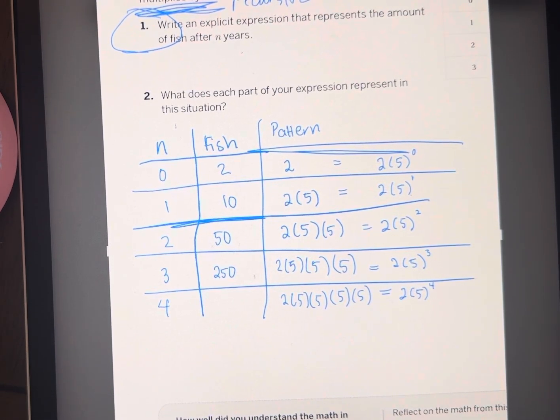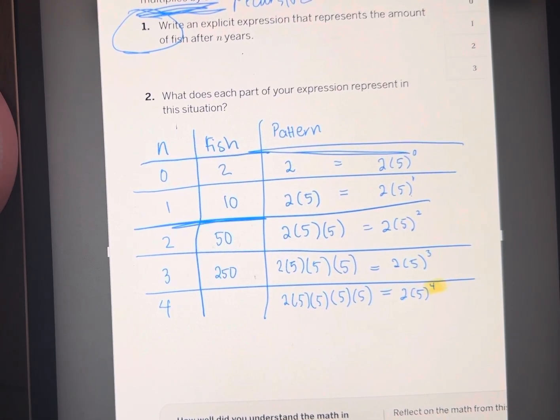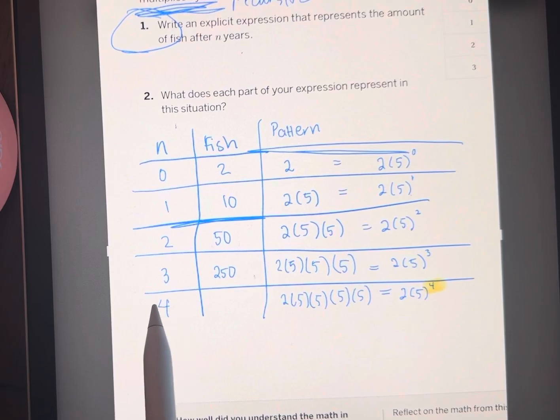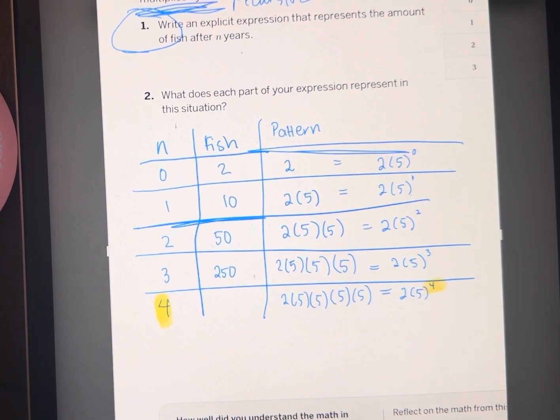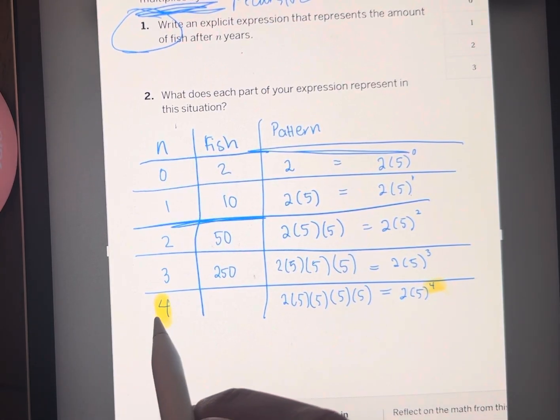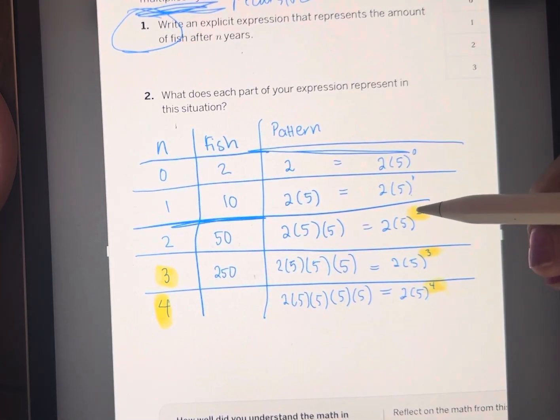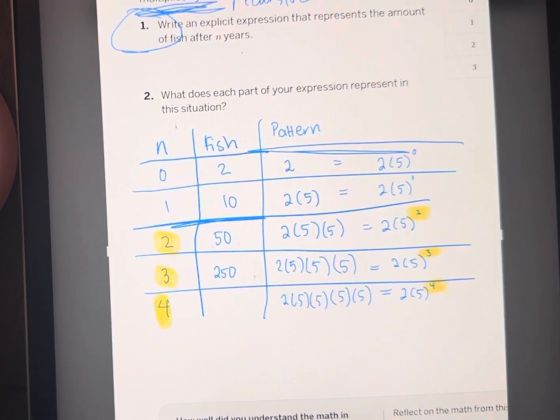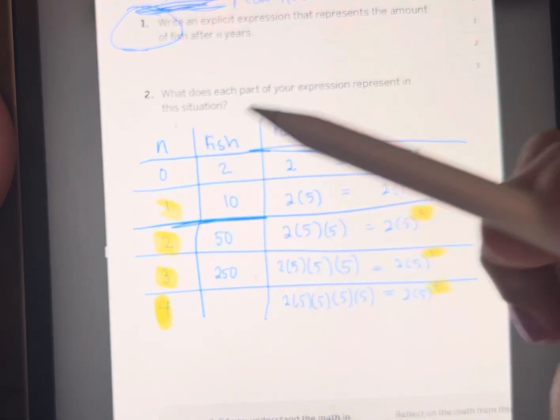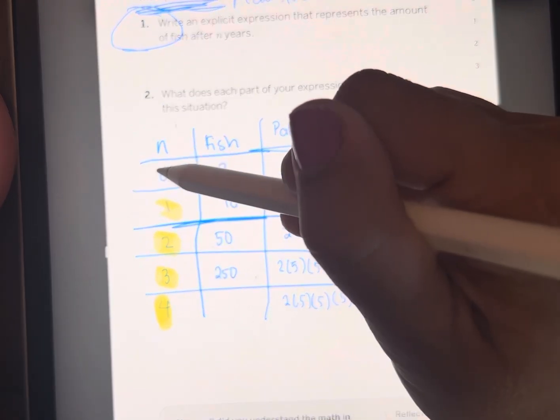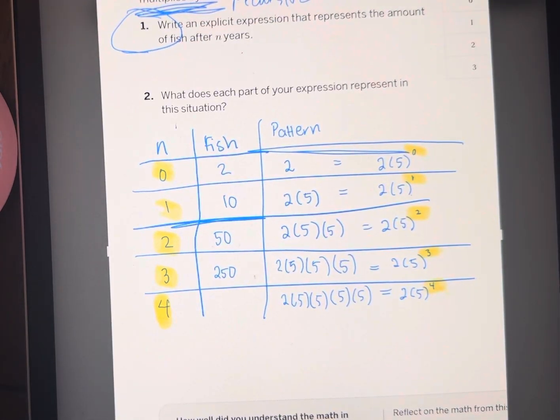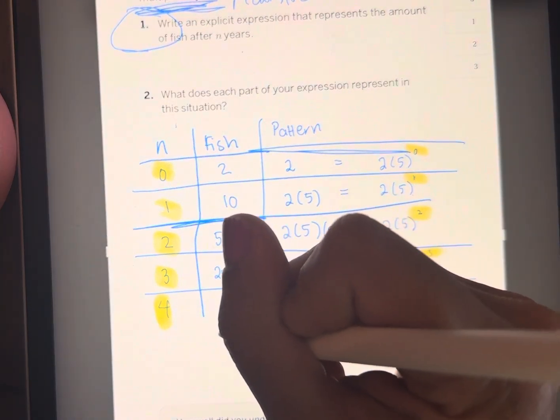So now, once you've got this beautiful pattern created, I want you to find a correlation between the exponent and the n value. So here, exponent is 4, n value is 4. Exponent 3, n value 3. Exponent 2, n value 2. Exponent 1, n value 1. Exponent 0, n value 0. What is the correlation? They are the same.